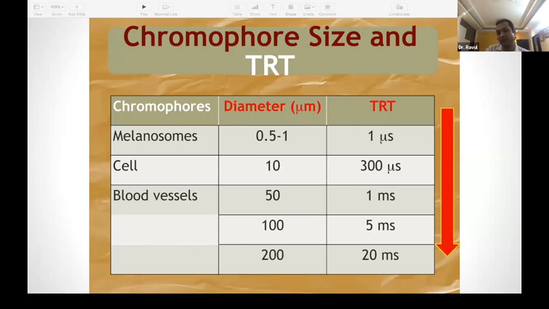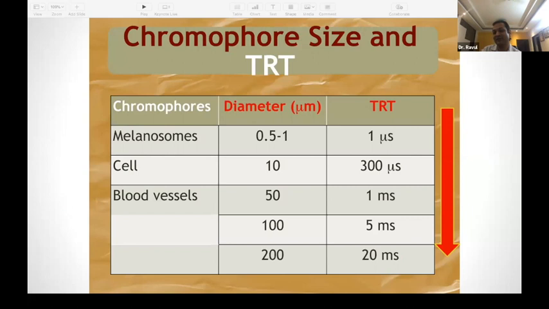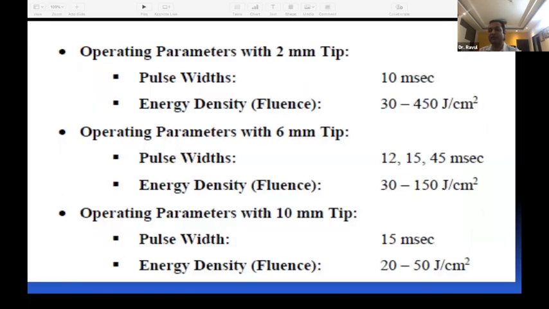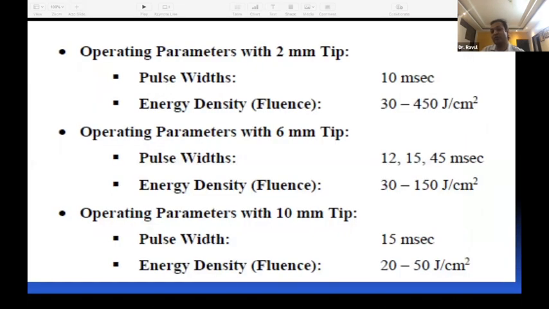So that's why this, which we discussed before, thermal relaxation time is very important. So if you have a smaller diameter vessel, then you keep your pulse width smaller. So you keep the pulse width at 12, lesser than 20 milliseconds. So that's very important. If you want to keep a pulse width of 15, then you can keep it up to a vessel diameter of 200 micrometers. But if the vessel is very small, let's say 100 micrometers, then you cannot use this pulse width of 12. You need to use a lower pulse width.